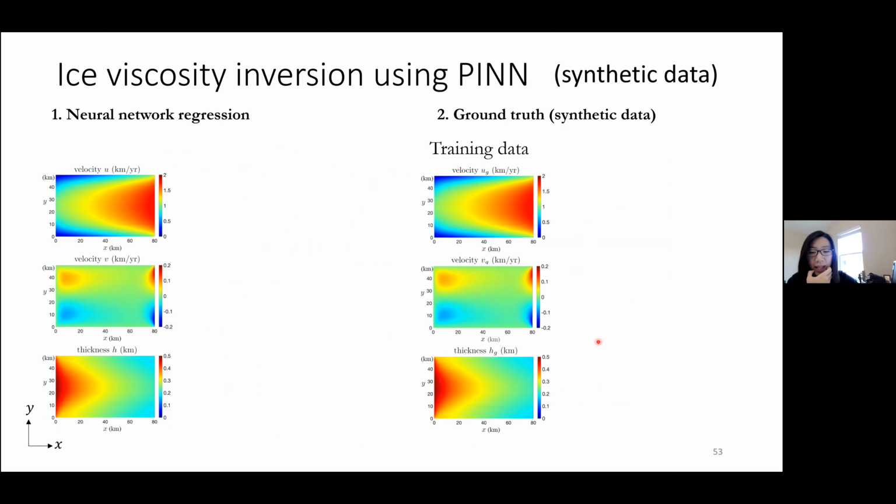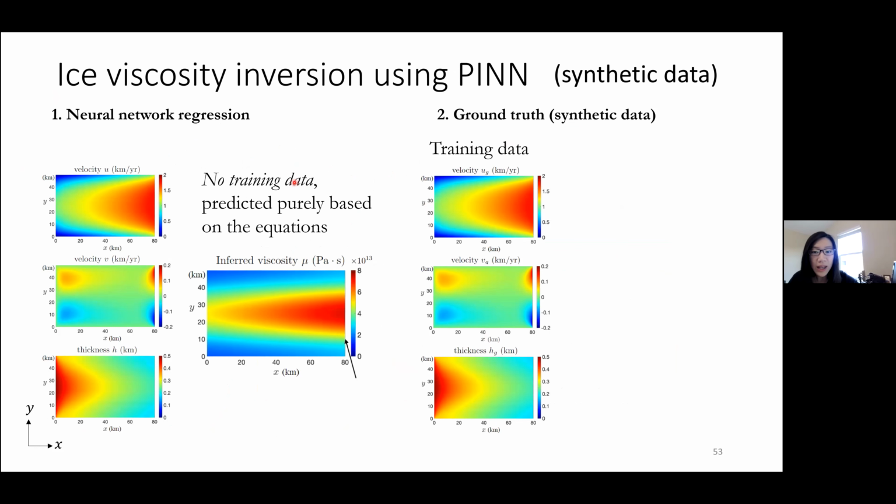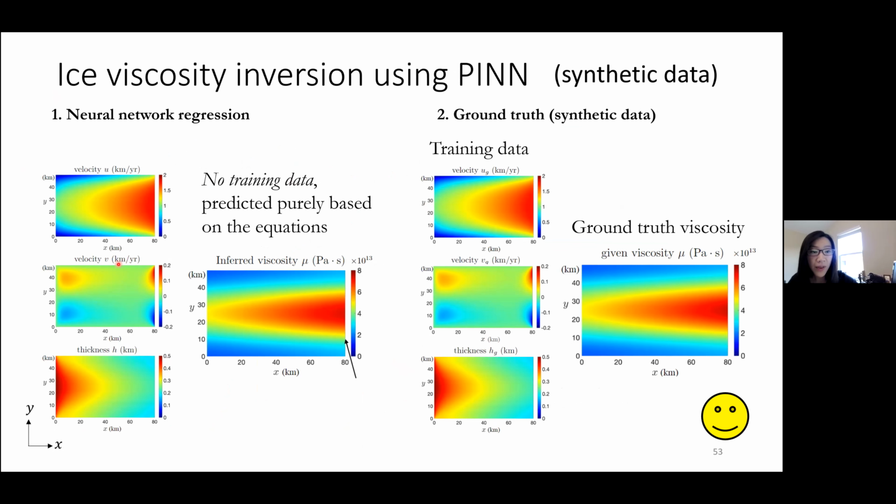So here we first test the framework with synthetic data. We show that for an idealized ice shelf, using the velocity and the thickness as training data, we can use this framework to invert for the effective ice viscosity without any training data for the viscosity. And this inferred viscosity agrees well with the ground truth viscosity field.